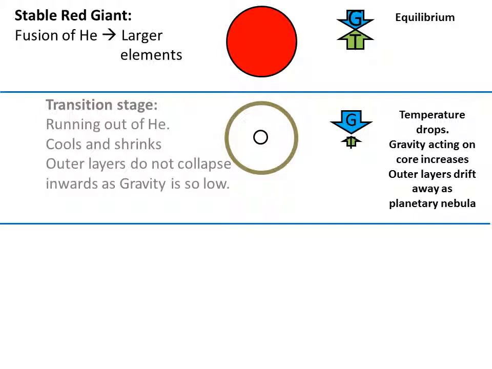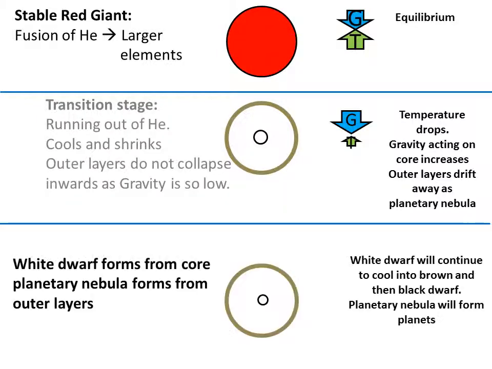This time though, the gravity is so low that the outer layers don't move, they stay where they are. So the inner layers collapse in on themselves towards the core, but the outer layers don't, and the outer layers just drift away as a planetary nebula. At the centre, we're left with the core of the red giant, which forms the white dwarf, and eventually it'll cool into a brown dwarf, black dwarf. So that's not particularly exciting, that one, but that's how it happens.